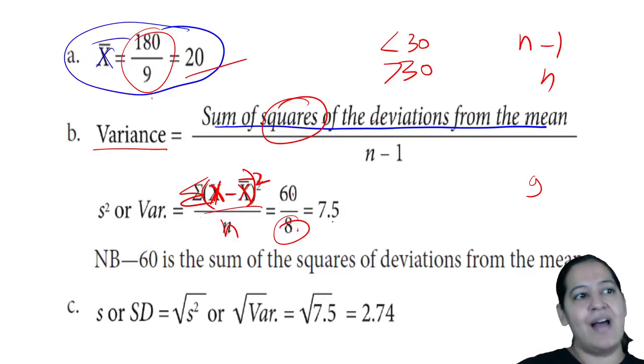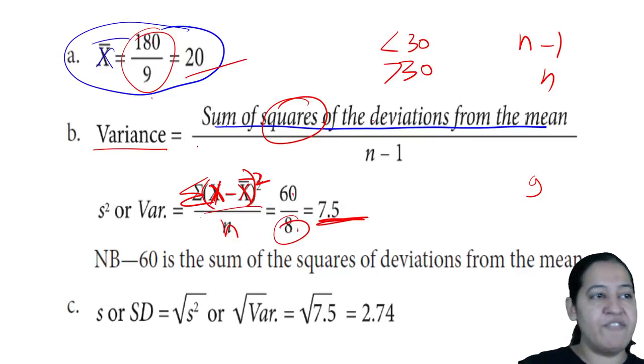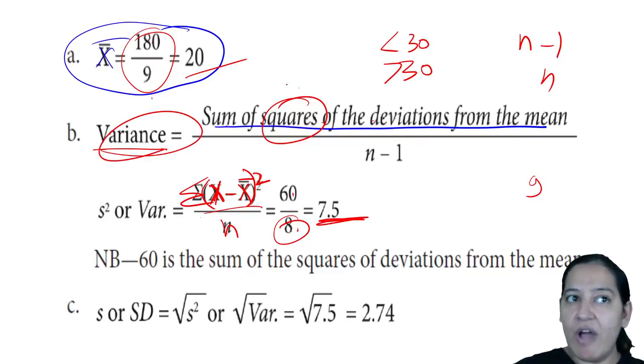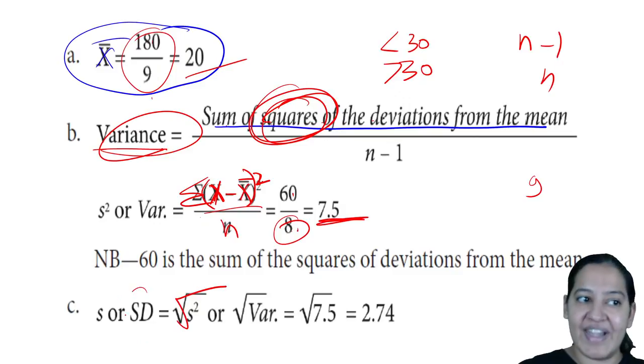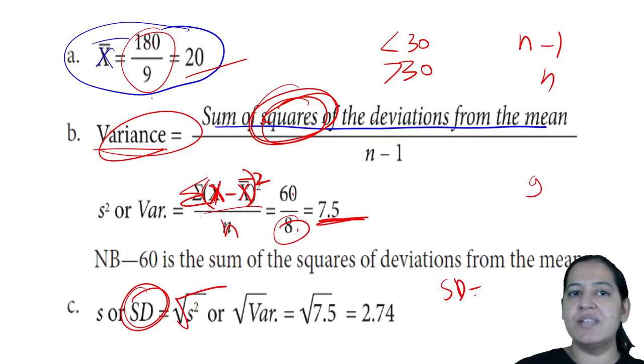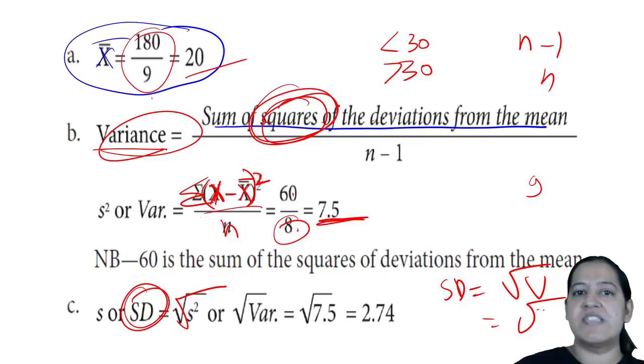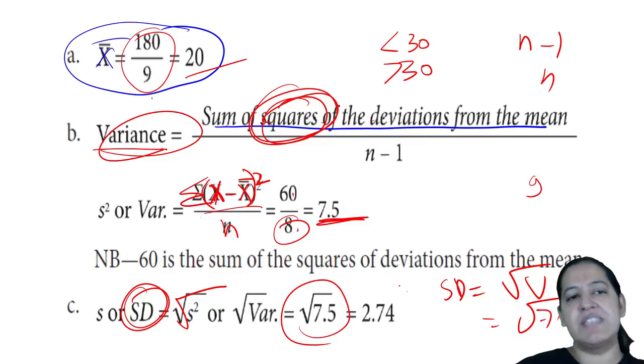So 60 by 8, the answer is 7.5. So 7.5 is your variance. In variance, you have done the square. To nullify the square, take its under root. Now for finding standard deviation: standard deviation is the under root of variance. So under root of 7.5 is approximately 2.7.